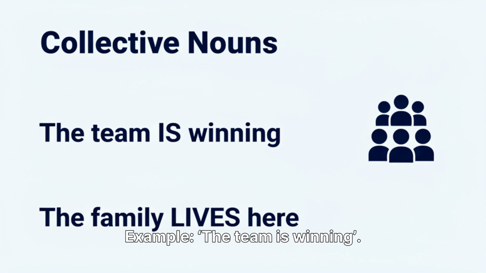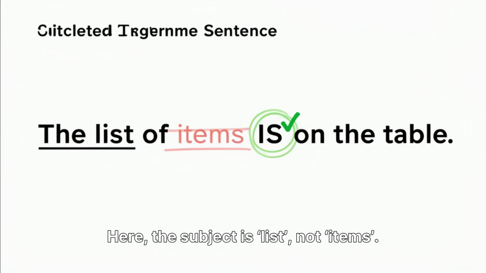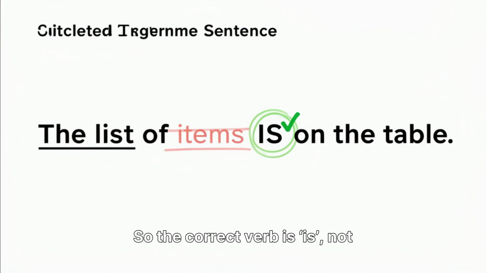Example, the team is winning. The family lives here. We see the group as a single entity. Here, the subject is list, not items. So the correct verb is "is", not "are". Don't let the extra words fool you.